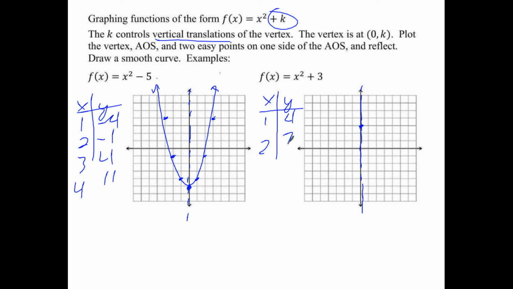So I plot those, 1, 4, and 2, 7. And then I reflect them. And those dots are all automatically going to take me outside of my grid. So I just go ahead and draw in my smooth curve, or try to anyway. And we're done.